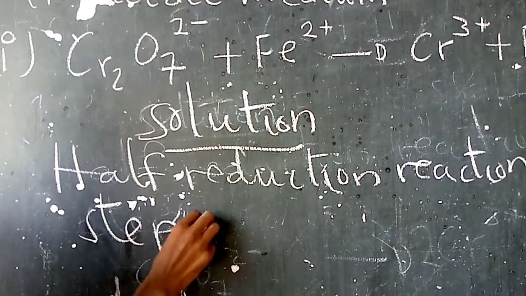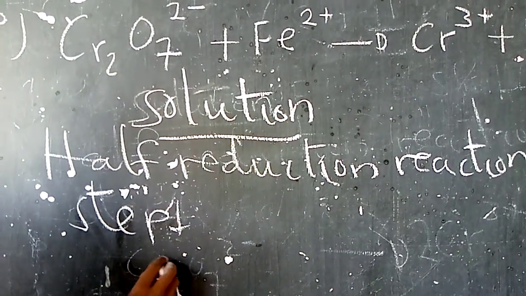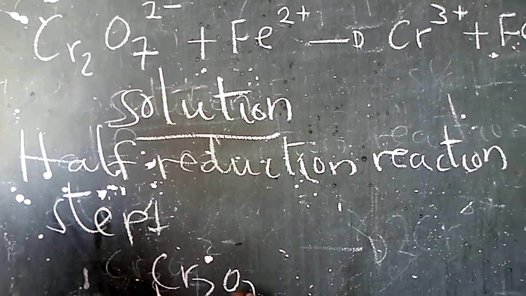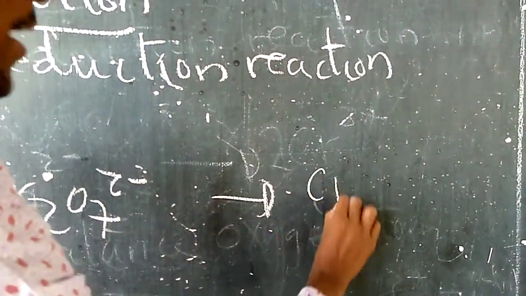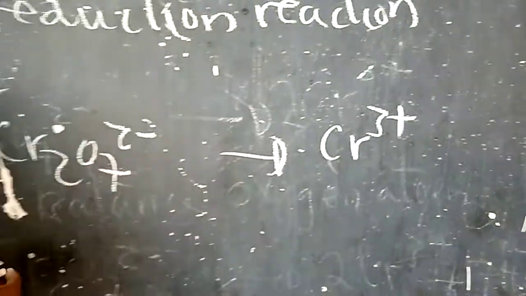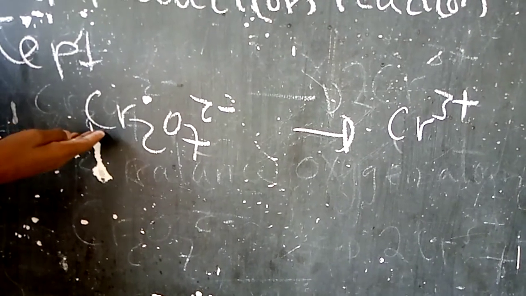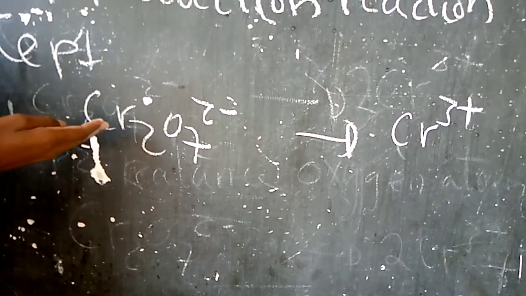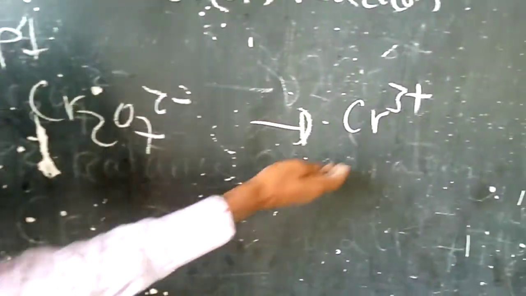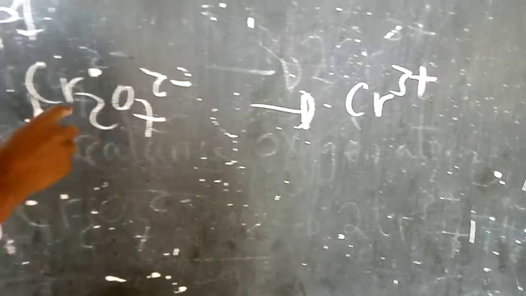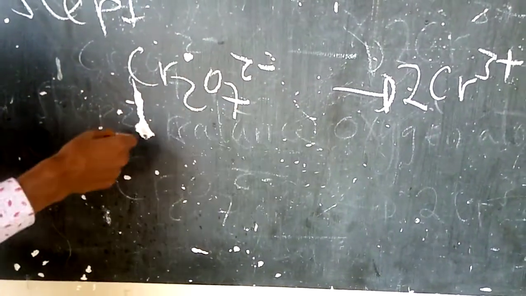Step 1 is to balance atoms apart from oxygen and hydrogen. When you take our equation as it is, we have Cr2O7 2 negative, to get Cr3 positive. Atoms apart from oxygen and hydrogen, we have chromium. And here we always balance by the normal method. We have 2 chromium in the reactant side and 1 chromium in the product side. So balance 2 chromium here. So chromium is balanced, the atom apart from oxygen and hydrogen.